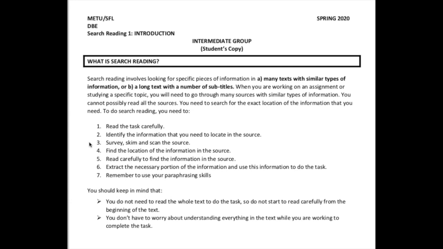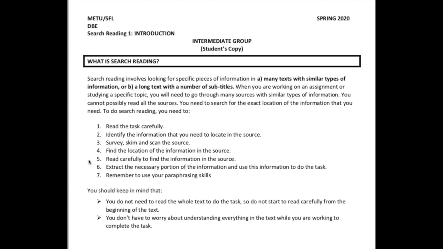4. Find the location of the information in the source. Well, if you survey a text, if you skim the text very quickly, I'm sure you will be able to find the correct location for the information in the source. Now, don't worry, today we're going to do these steps together and I will show you how to do this successfully. Now, 5. Read carefully to find the information in the source.